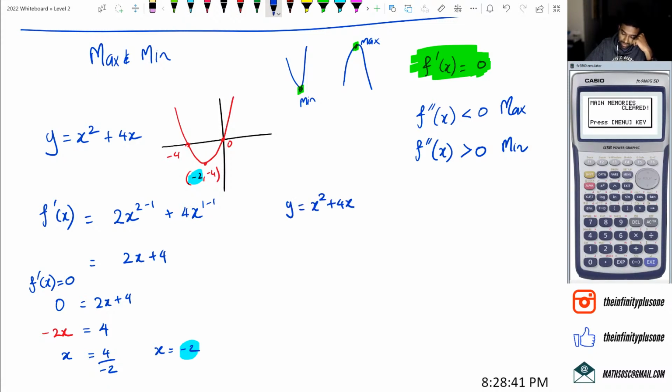So we're going to put down x is equal to -2. When we do that, we're going to get -2 squared plus 4 times -2. And what we've got here is 4 plus -8, which equals -4. So this -4 is the y value that I've just discovered here.